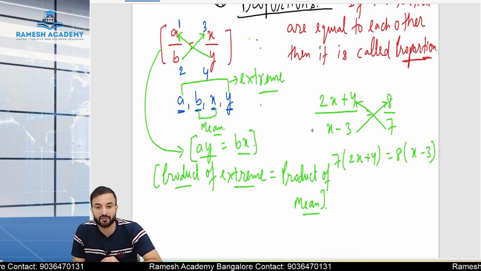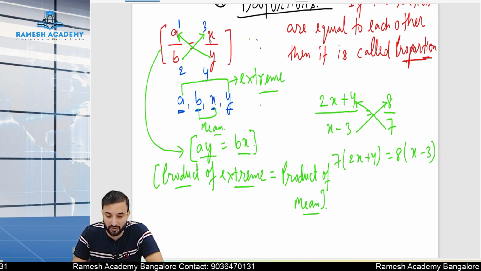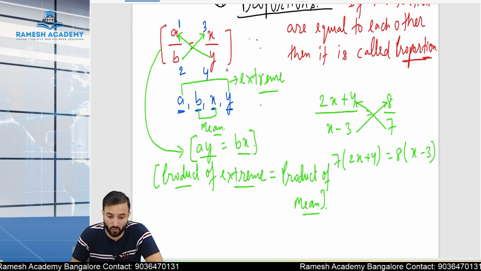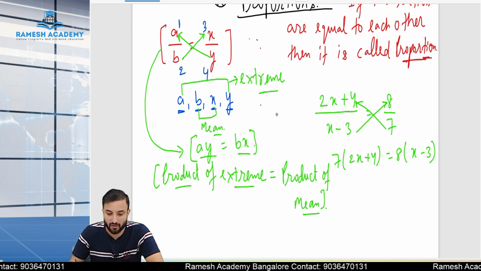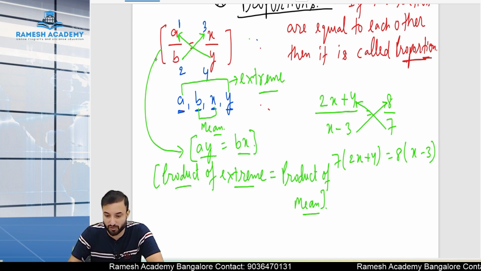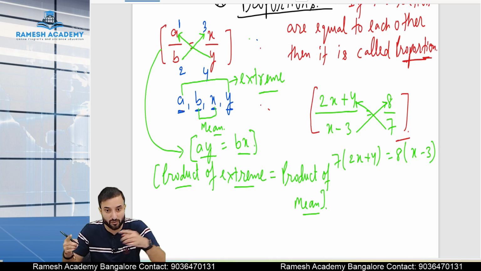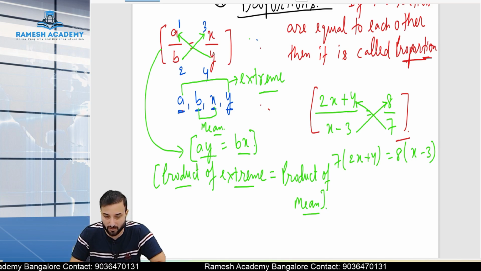So what do we understand about proportion? The first thing is that if two ratios are equal to each other, it is called a proportion. In a proportion we have 4 quantities: quantity 1, quantity 2, quantity 3, quantity 4, or first term, second term, third term, fourth term. In proportion we know it becomes cross multiplication. So if you do the cross multiplication, a into y is equal to b into x.